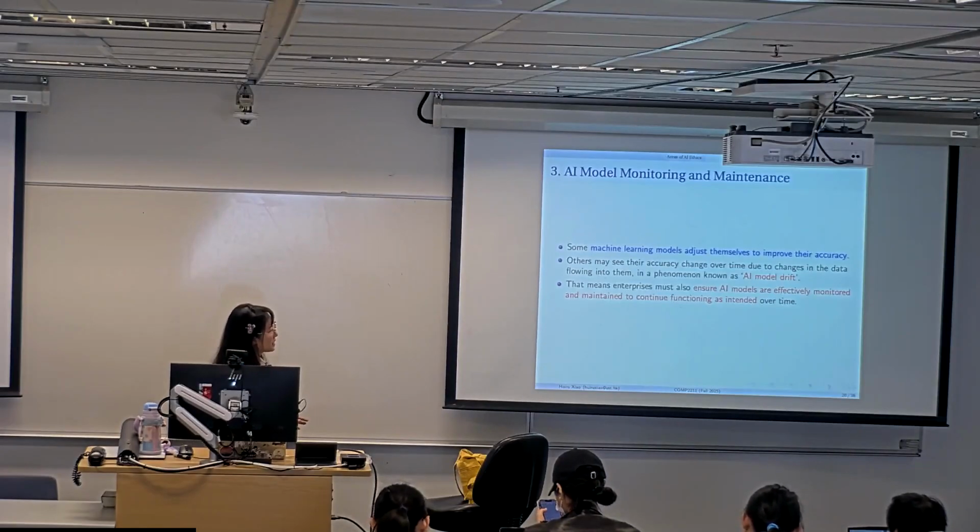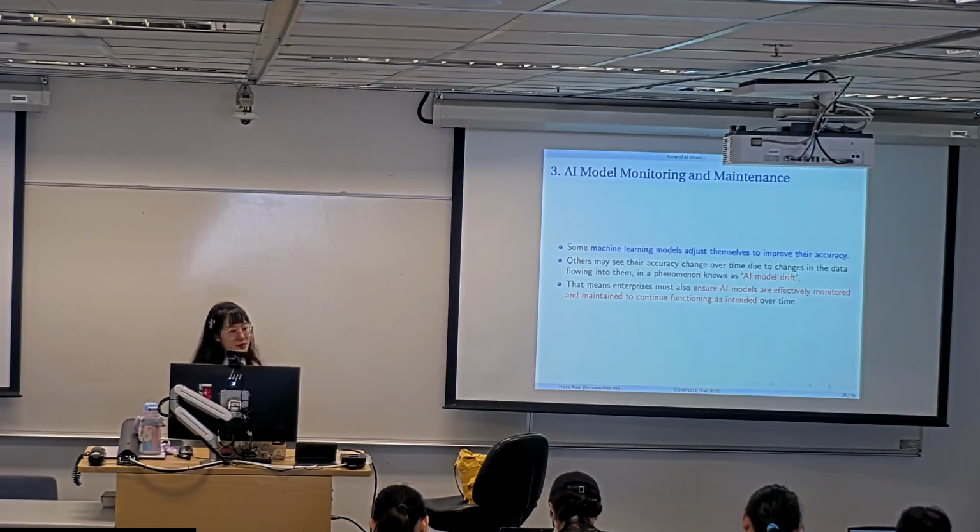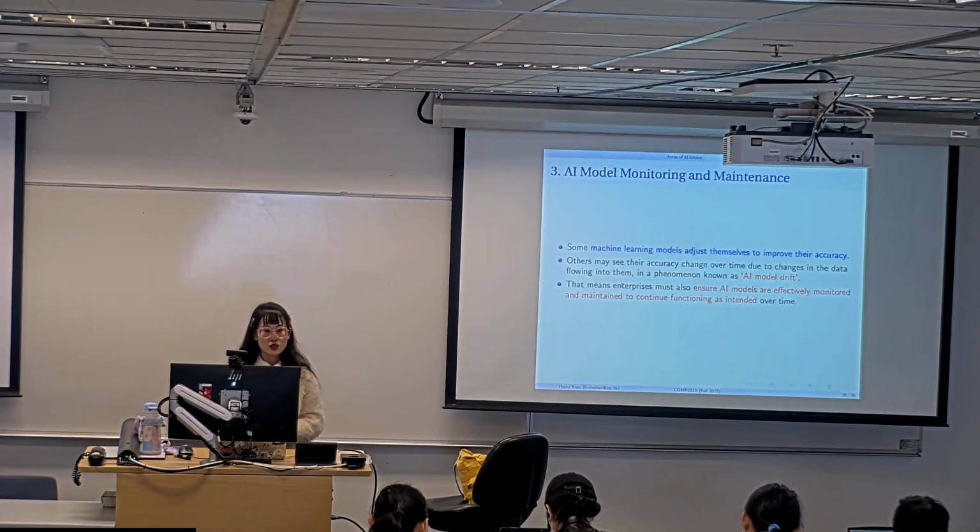Then there are others, meaning people who are not the ones who develop the model, but who get affected by the model results, like the customers of an AI model. They may see the accuracy change over time due to changes in the data flowing into the model, in a phenomenon known as data model drift. With data model drift, the accuracy always changes, but the users or customers don't know what happened. They have no idea what is happening.